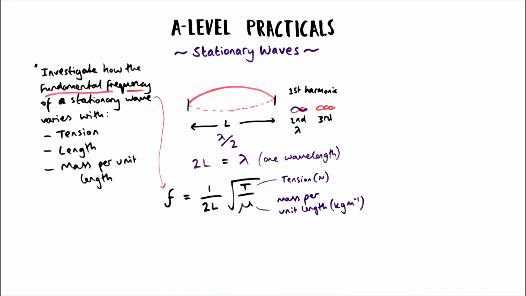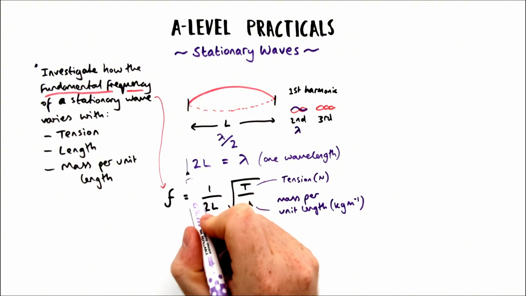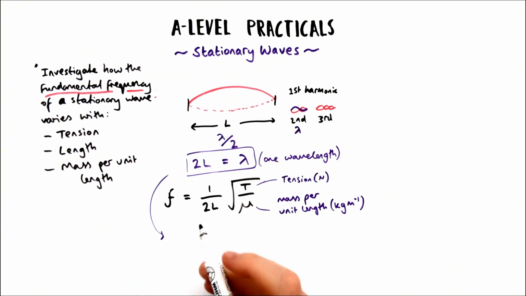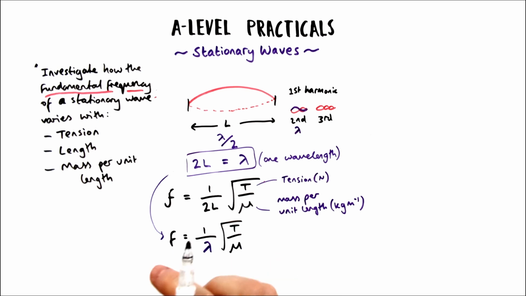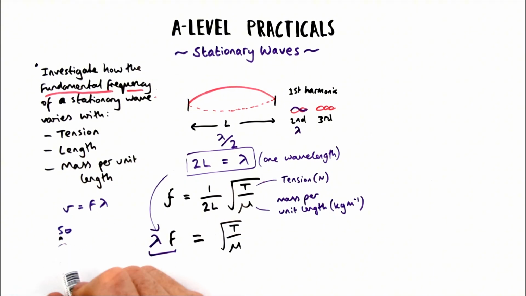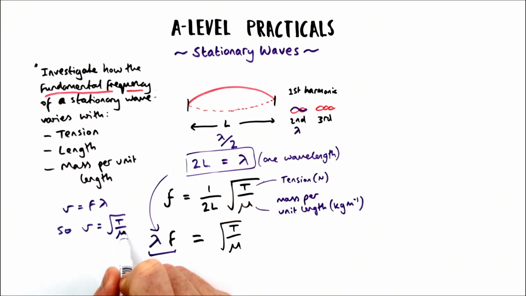When we look at frequency and wavelength, we should know they're inversely proportional. And as we said earlier, for the fundamental frequency, 2L is equal to the wavelength. So we could express this as f equals 1 over the wavelength times root T over mu. If we rearrange a little bit, we have wavelength times frequency on the left-hand side. And from our wave equation, we should know that frequency times wavelength equals speed. So if the left-hand side equals speed, then the right-hand side equals speed as well.